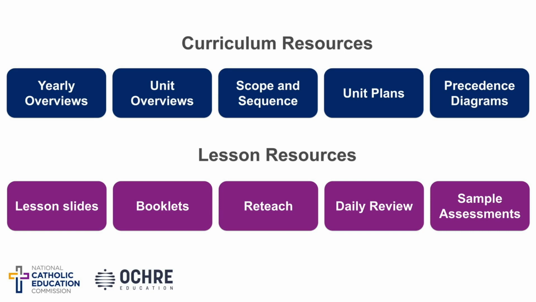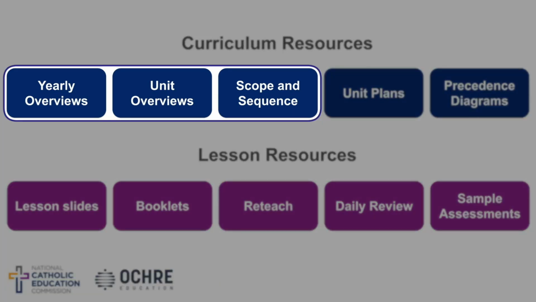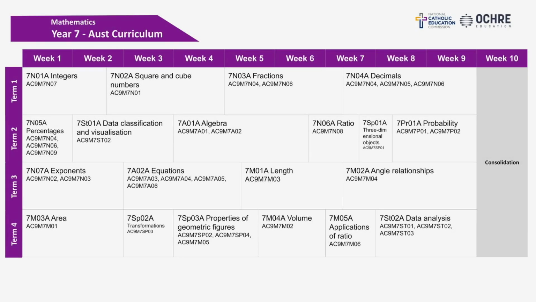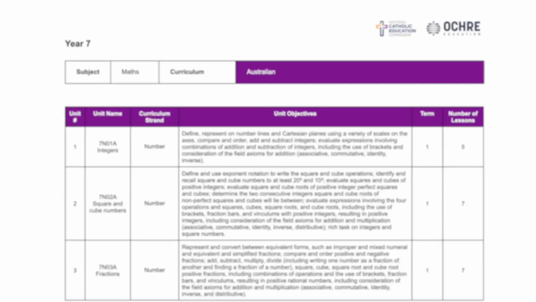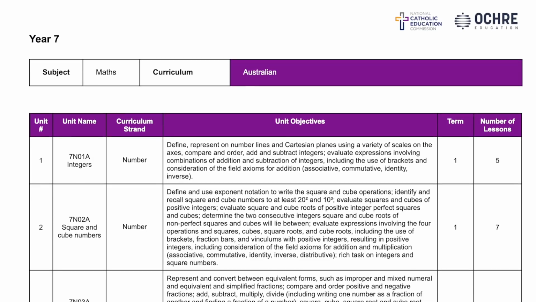A good place to start is with the curriculum maps, unit overviews, and scope and sequence. Compare your existing scope and sequence to the overviews to see where there might already be some overlap. You may then like to choose a unit of work or a specific resource, such as daily review resources, to look at in more detail.